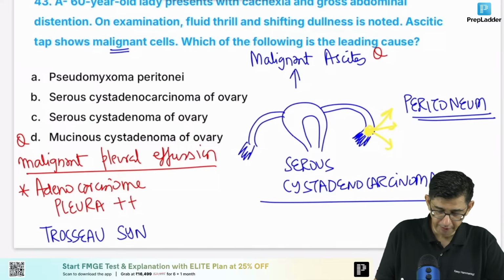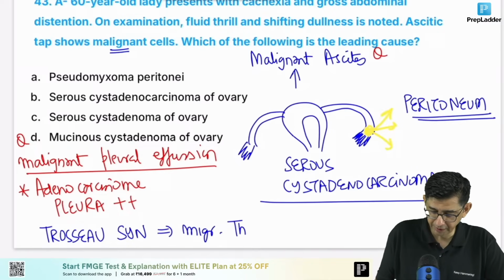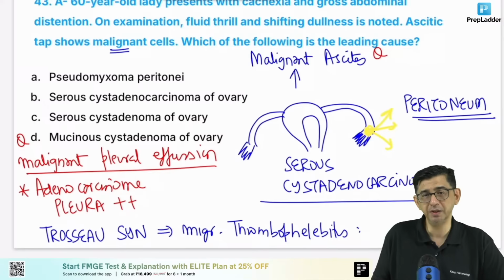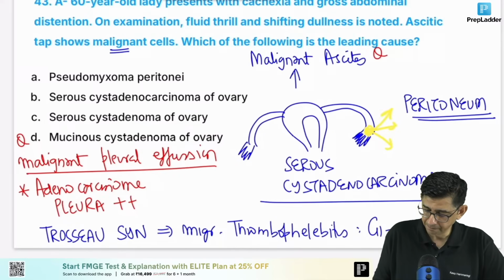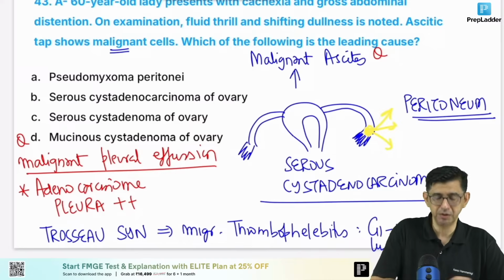Yes. It is Trousseau syndrome that is to be used for migratory thrombophlebitis. It can be seen with lung cancer. It can be seen even with GI cancers. This is not a very specific clinical diagnostic feature, Trousseau sign. The migratory thrombophlebitis can be seen with GI malignancy, and it can be seen with lung cancer also. So not very specific, I would say.